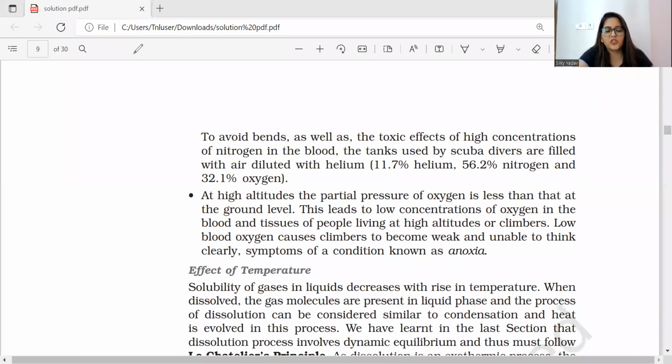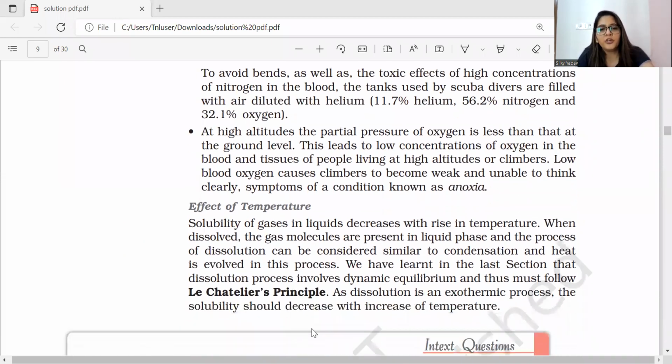If we talk about temperature, I've already told you all that the solubility of a gas is obviously going to decrease with an increase of temperature, right? When dissolved, the gas molecules are present in the liquid phase, and the process of dissolution can be considered similar to condensation, and heat is evolved in this process. Evolved means moves out, right?